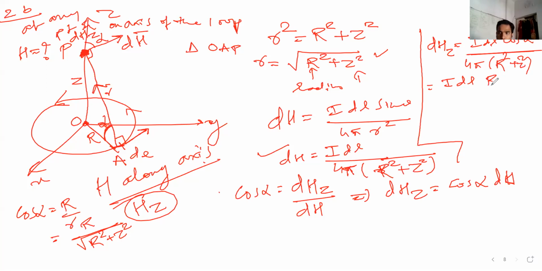Capital R divided by root of r square plus z square, and there is a term here. So this term into root of this term, so this will become what? r square plus z square raised to 3 by 2. Why? Because this is power 1, r square plus z square raised to 1 and r square plus z square raised to half. So 1 plus half is 3 by 2. So this is our dHz.